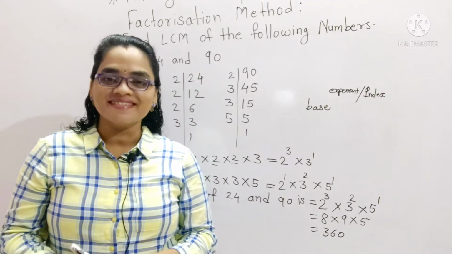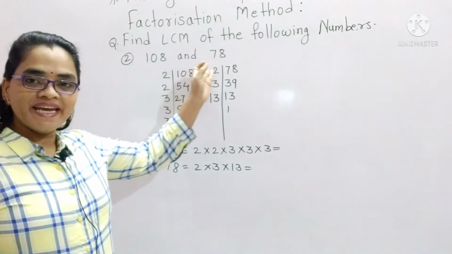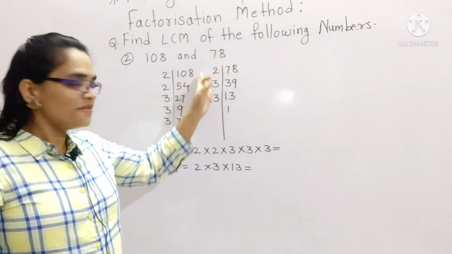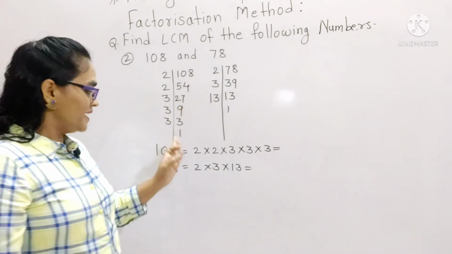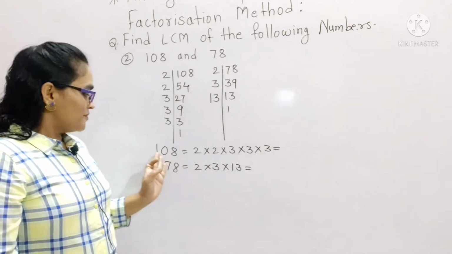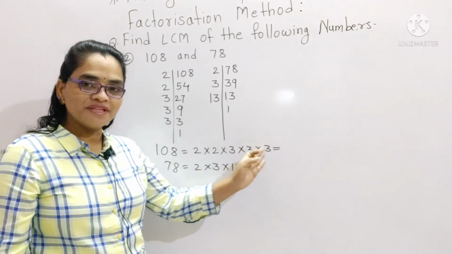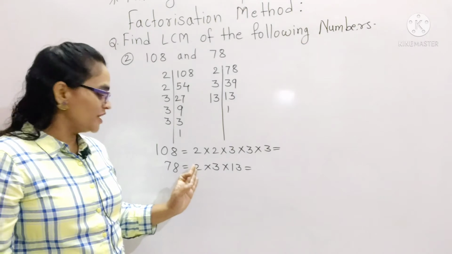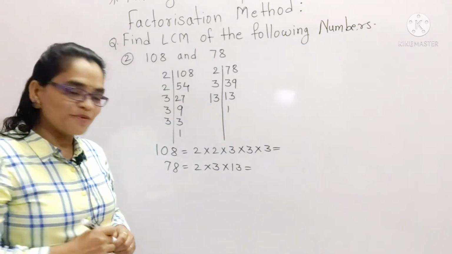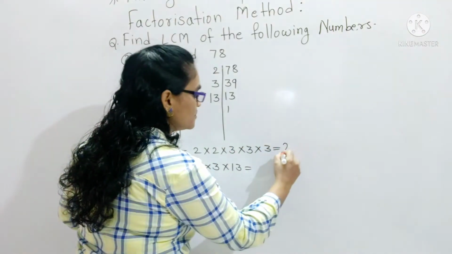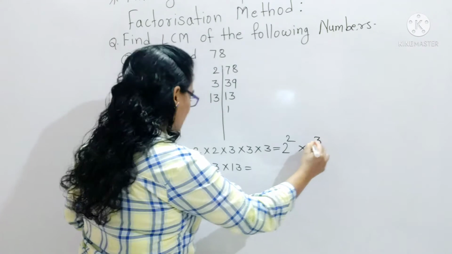Okay, next up, second example. See second example, 108 and 78. First find prime factors of 108 and 78. Here I have written already. For 108 we got 2 into 2 into 3 into 3 into 3, and for 78 we got 2 into 3 into 13. Write it down now in exponential form: 2 occurs 2 times, so 2 raised to 2. 3 occurs 3 times, so 3 raised to 3.